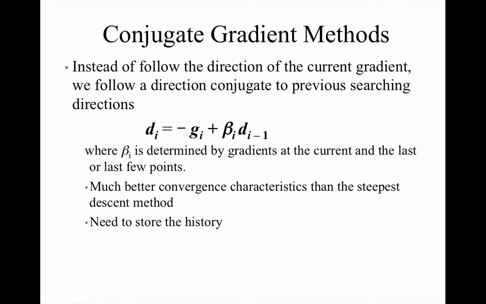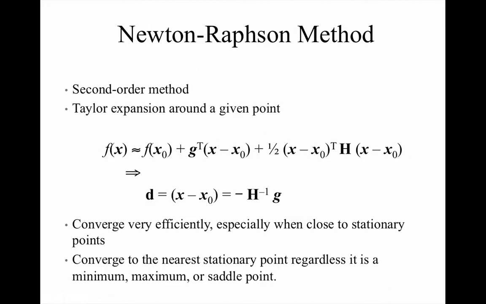An example of a second order method is the Newton-Raphson method, and what we do in the Newton-Raphson method is that at a given point on the potential energy surface we make a second order Taylor expansion of the potential energy surface. That is, we approximate in a local region the potential energy surface to be equal to a second order expansion.